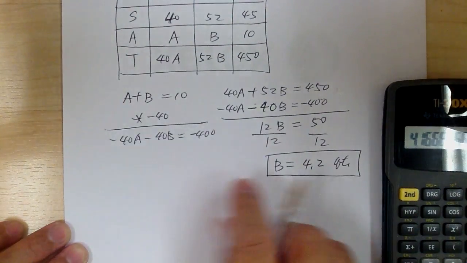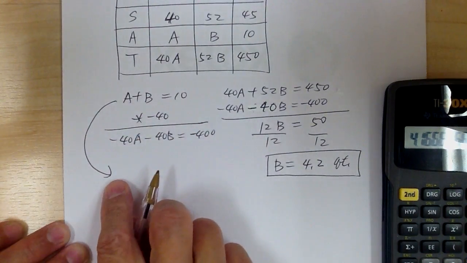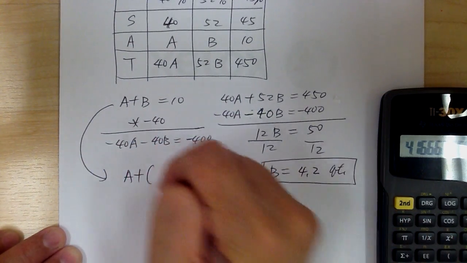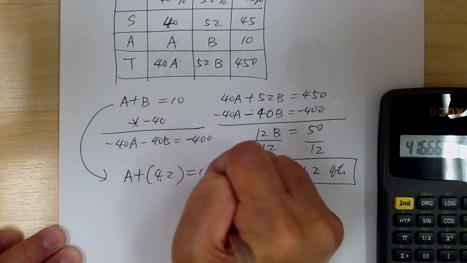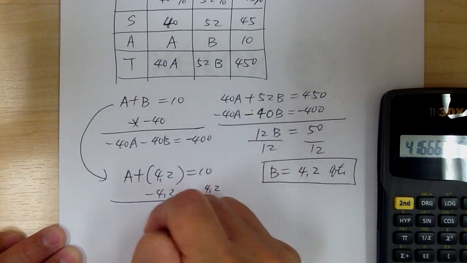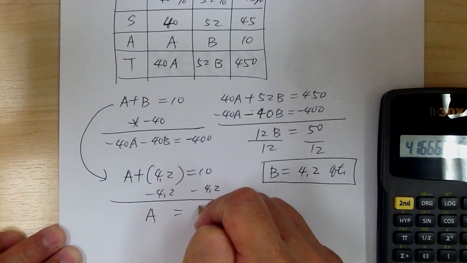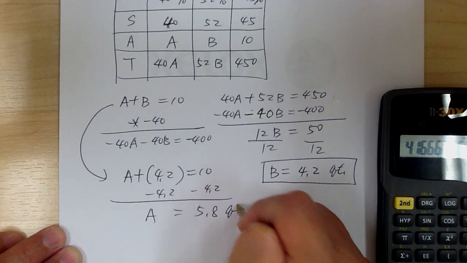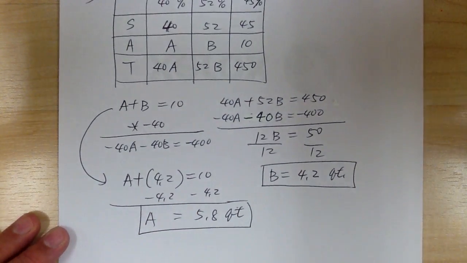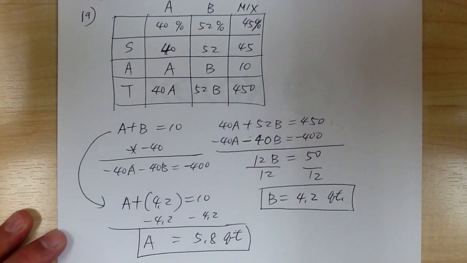Okay, and then after I solve for A, come over here, use this equation. You got A plus 4.2 equal to 10, minus 4.2 on each side. So A equal to 5.8 quarts, and that's it. Okay, so this is it for the odd numbers.